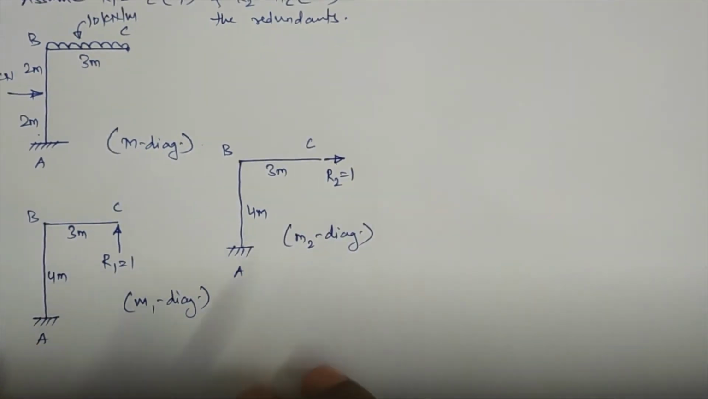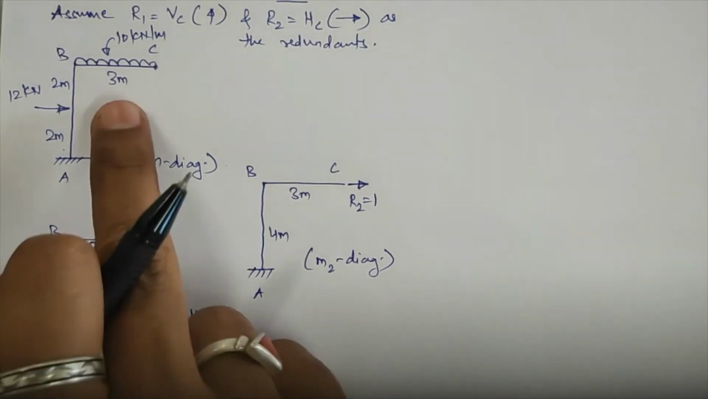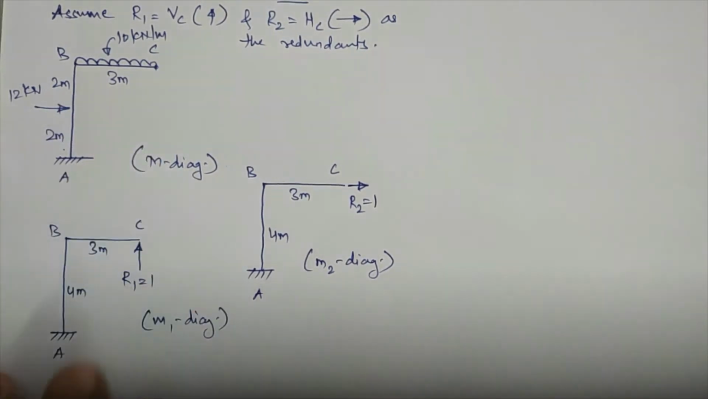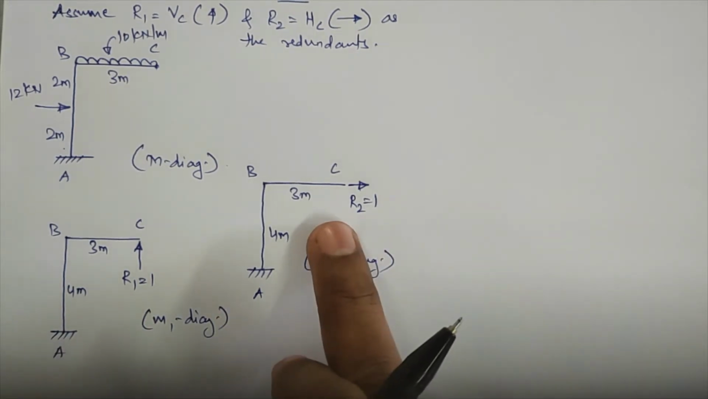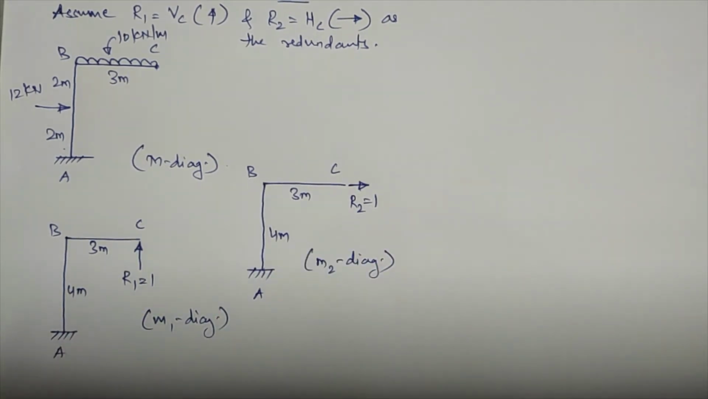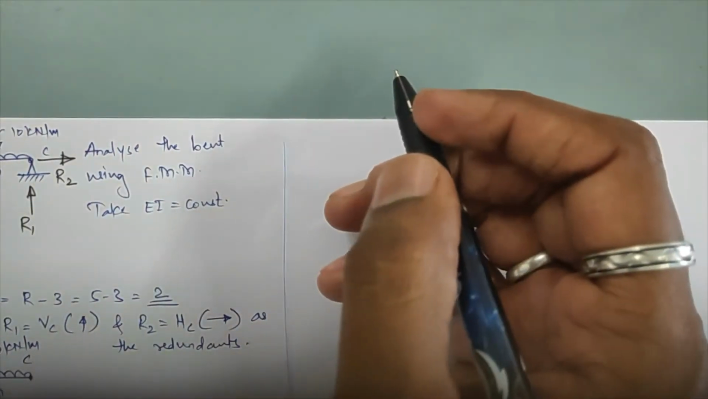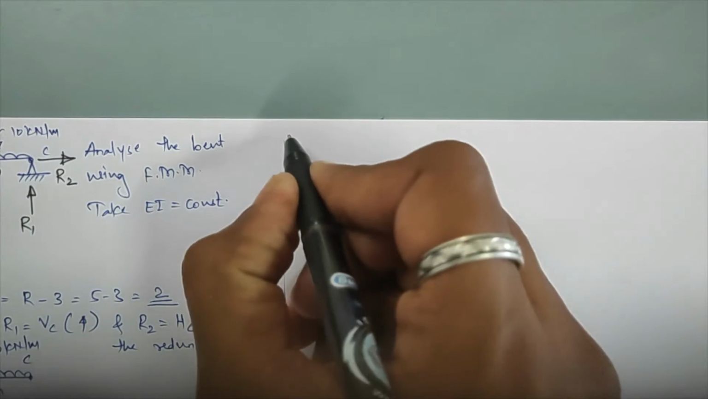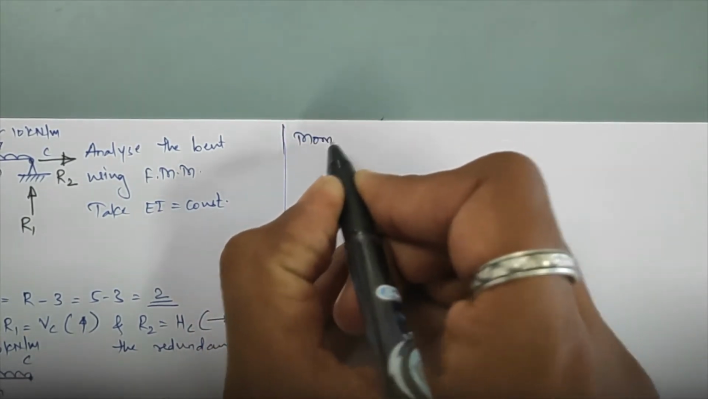So these are my complete 3 moment diagrams: the capital M diagram with the given loading as it is, the small m1 diagram with the unit load at the first coordinate, and the small m2 diagram with the unit load at the second coordinate. Okay, now next we'll move to the next step, that is the moment table.